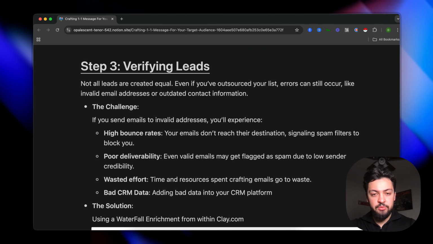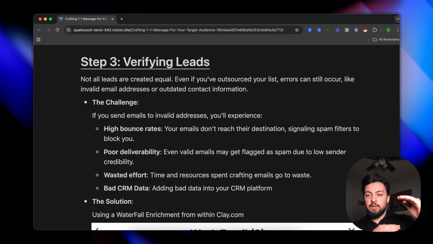And the third step you want to do in terms of once you have these leads, right? You have the segments within them. You actually want to verify these leads, right? Because not all leads are created equal.